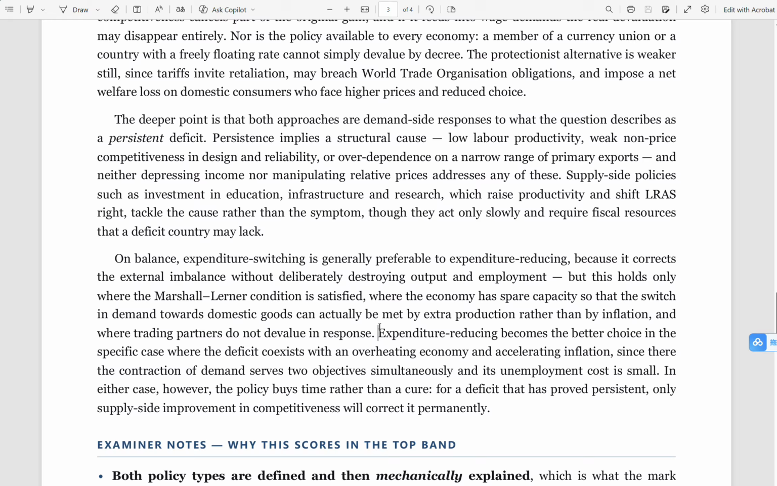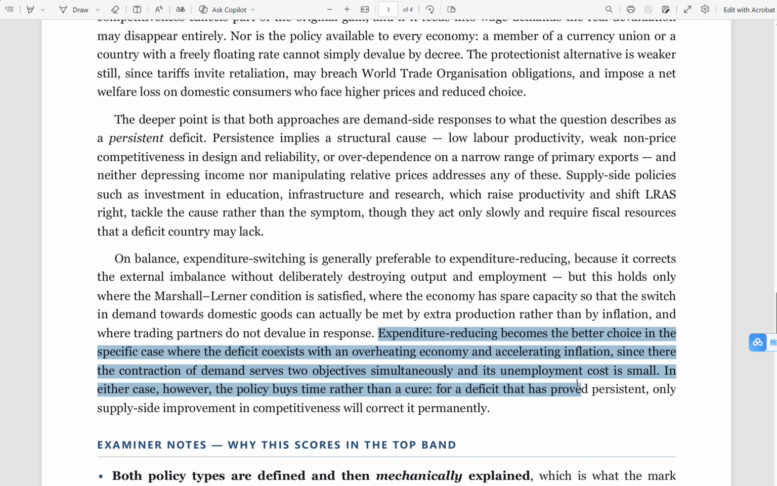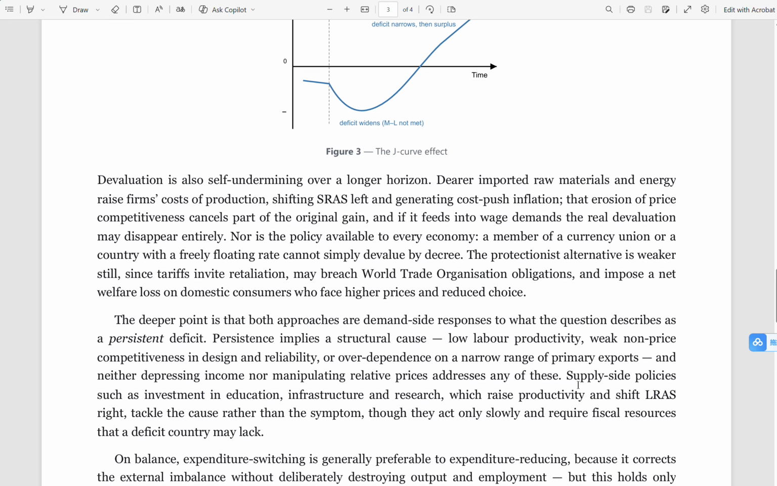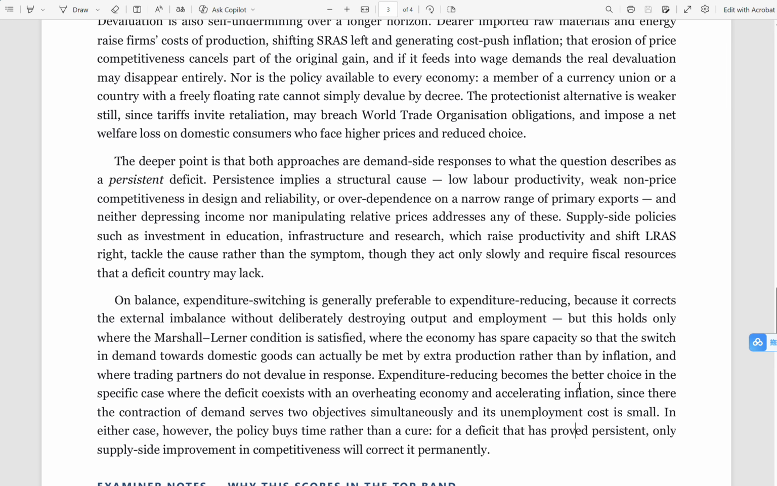And then we're talking about expenditure reducing becoming the better choice in a specific case where a deficit coexists with an overheating economy and an accelerating inflation, since the contraction of demand serves two objectives simultaneously and its unemployment cost is small. Yes, we need to identify scenarios where expenditure reducing can be a viable option. So it's all about evaluation and critical thinking, I would say.